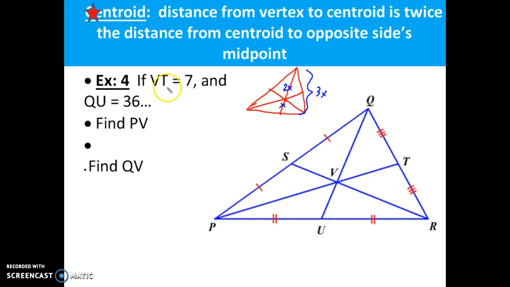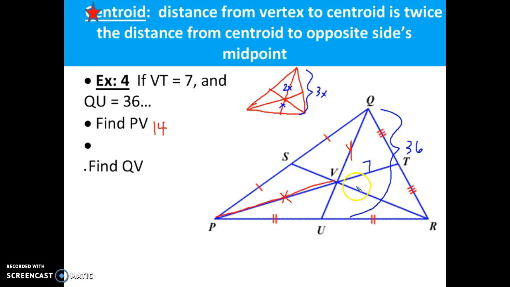All right, so the types of questions. We say if VT is 7, so if this section here is 7, and QU is 36, so this whole part QU is 36, I want to find PV and QV. So PV is this part here, and then QV is this part here. We'll call that one Y. So to start with, if I look at the X, this section here that I'm looking at, PV, that's the 2x part, and X is 7. So if I know X is 7, 2 times 7 is 14.